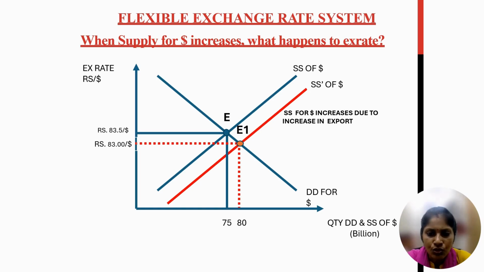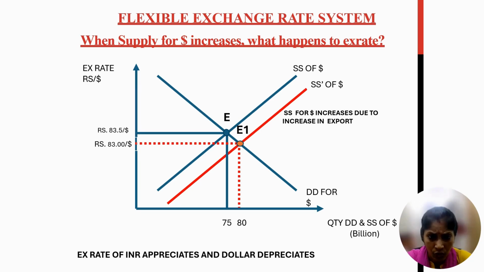So this is the new effect that has happened due to the increase in the supply of dollar. So now, as an effect of this particular change, you have to tell us whether the dollar and the rupee has appreciated or depreciated. So this effect of exchange rate has brought an appreciation in the rupee and depreciation in dollars. So this is the effect of exchange rate on rupee and dollar. Hope you have understood this.